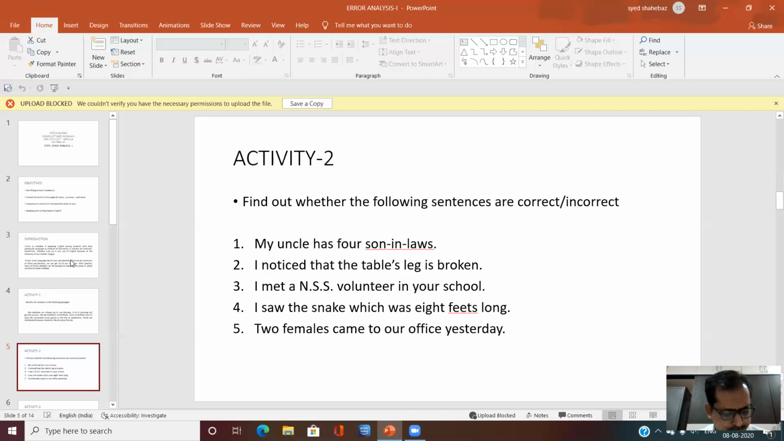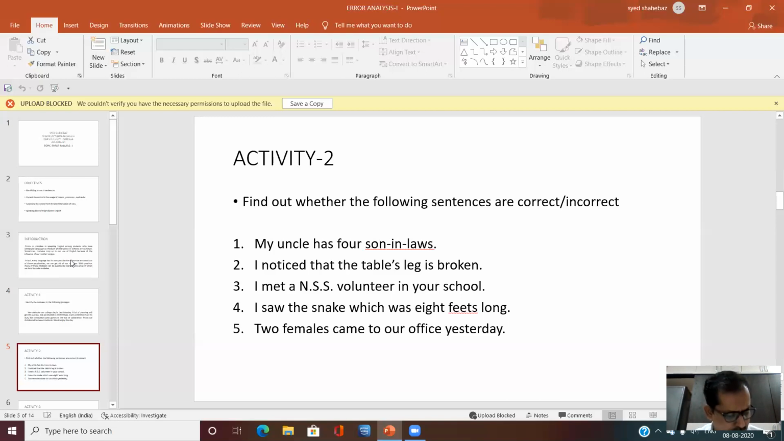Next, I noticed that the table's leg was broken. In the first part of the sentence, we used notice, that is in the past tense. So, in the second part of the sentence also, we have to use past tense. I noticed that the table's leg was broken. Was broken.